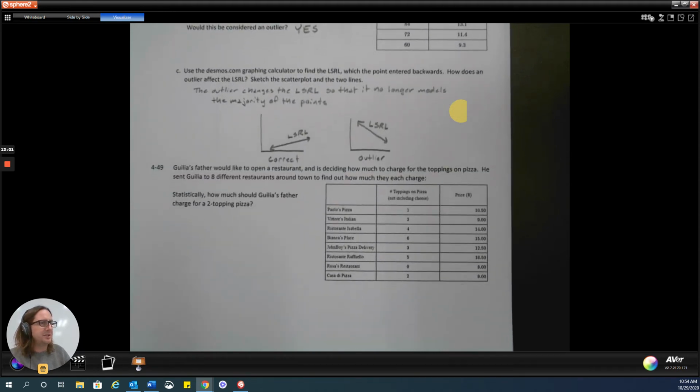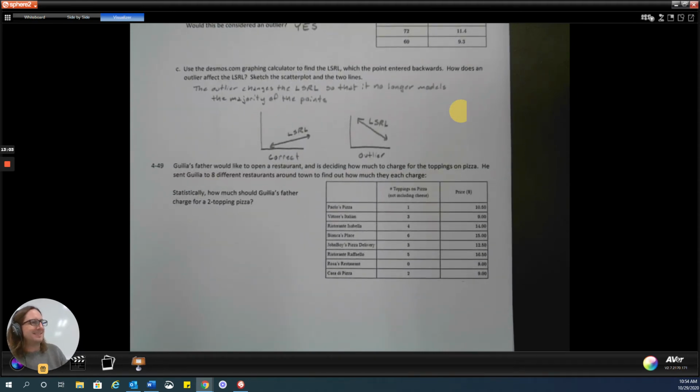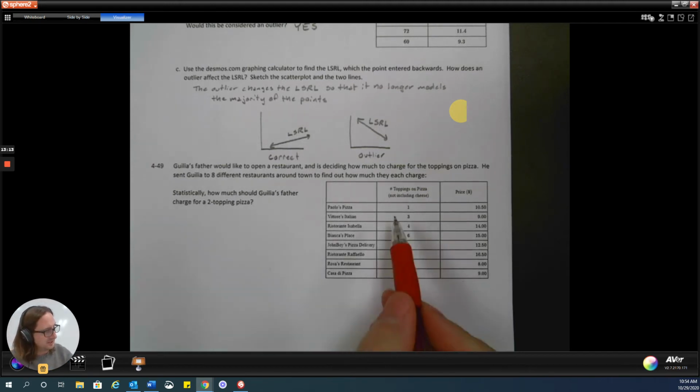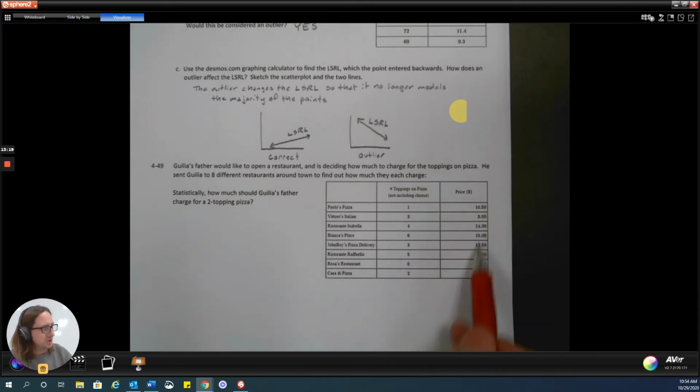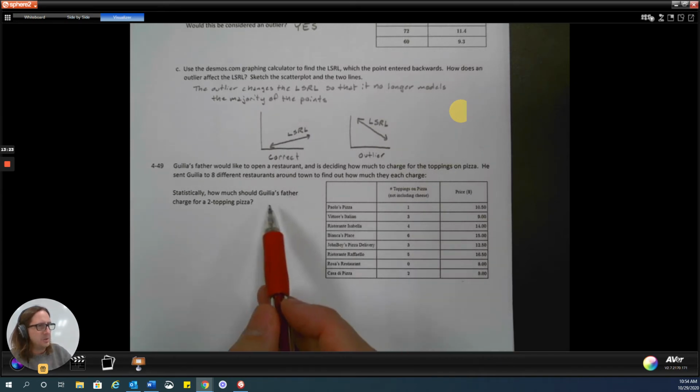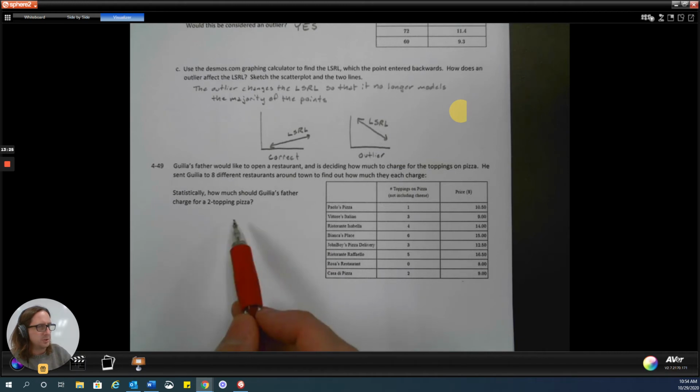Julia's father would like to open a restaurant, and he's deciding how much to charge for the toppings on pizza. He sent Julia to 8 different restaurants around town to find out how much they should charge. She looks at how many toppings they have on their pizza, and then the price they're charging for those. So statistically, how much should Julia's father charge for a 2-topping pizza?